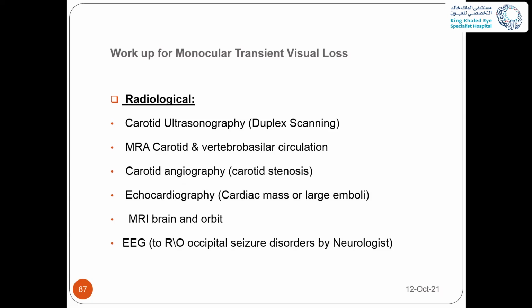Radiological: carotid ultrasonography and duplex scanning, MRA of the carotid and vertebrobasilar circulation, MRI of the carotid and vertebrobasilar circulation, carotid angiography for carotid stenosis, echocardiogram for cardiac mass or large emboli, MRI brain and orbit, EEG to rule out occipital seizure disorder, and neurologist consultation. So either you will be able to think of these investigations and do them, or refer to neuro-ophthalmology if available, or neurology for further evaluation, and cardiology.